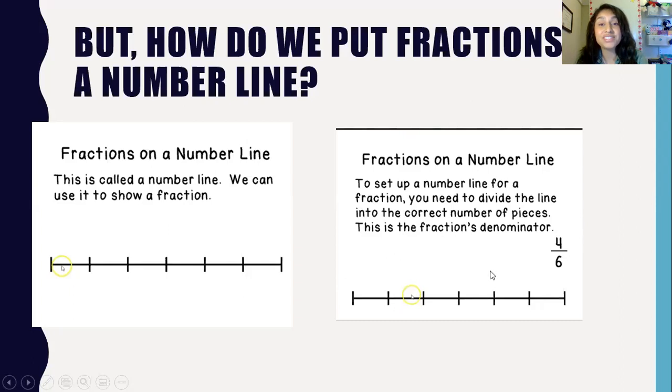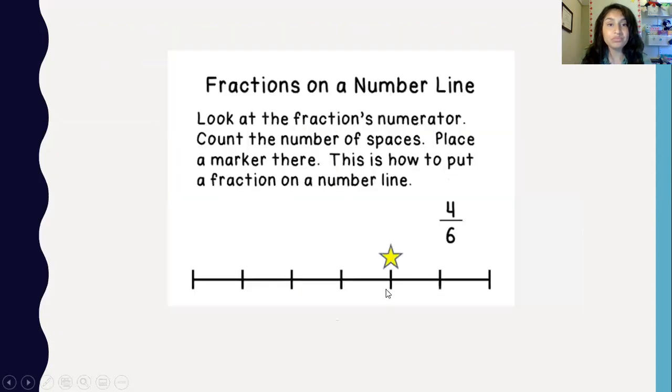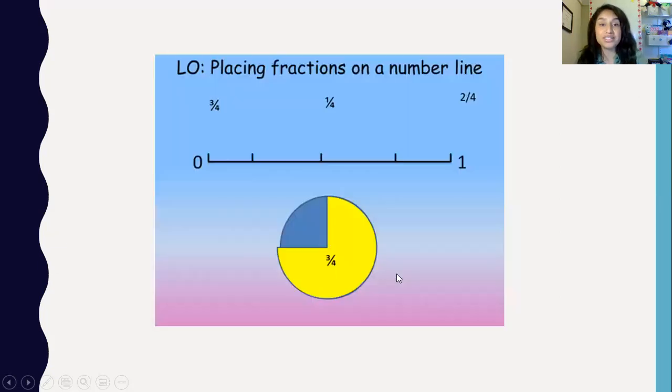This is where 4/6 would lie in my number line. Remember, we do not count the start point as 1. We count our first jump as 1. All right, fractions on a number line. Look at the fraction, I just did that, right? And I showed you how I did 4 jumps to land on my number line, 4/6.